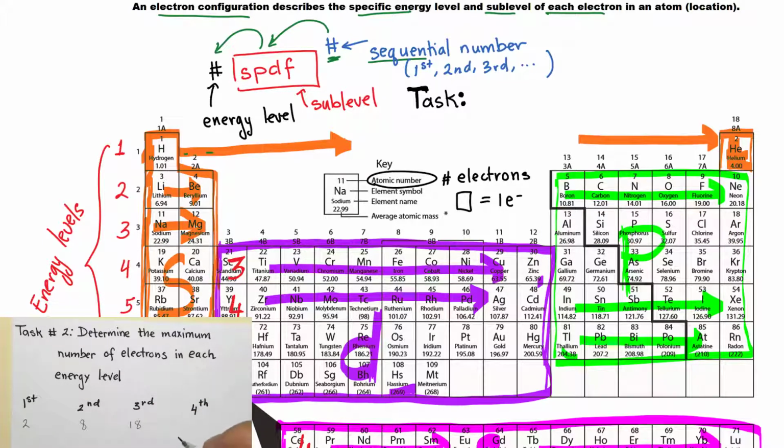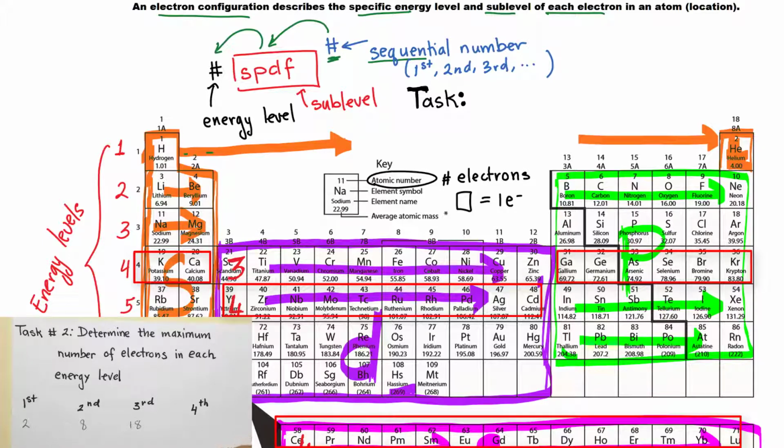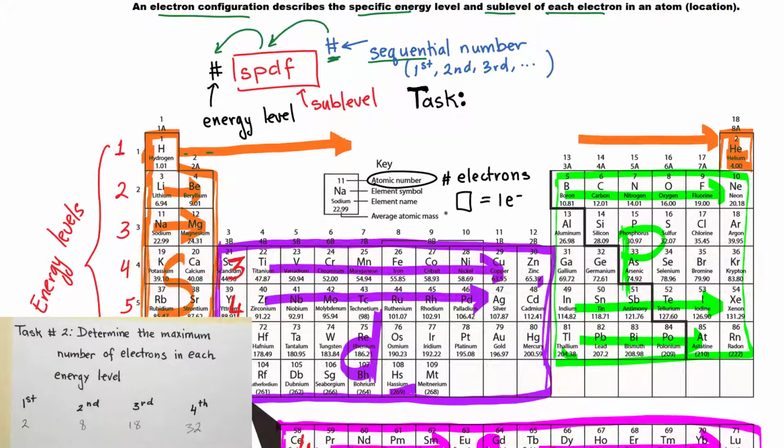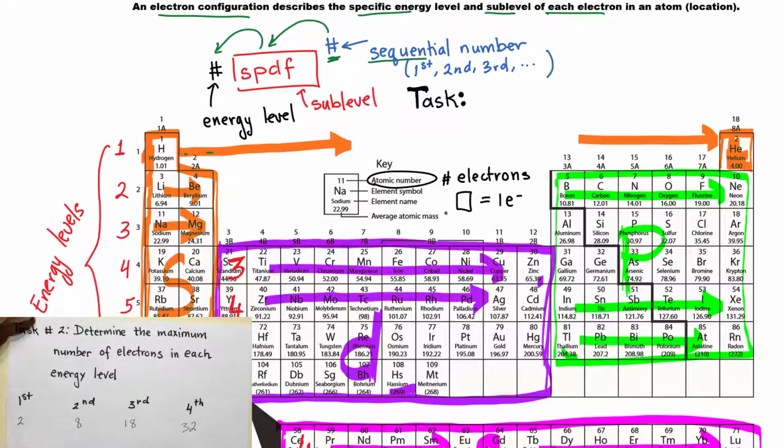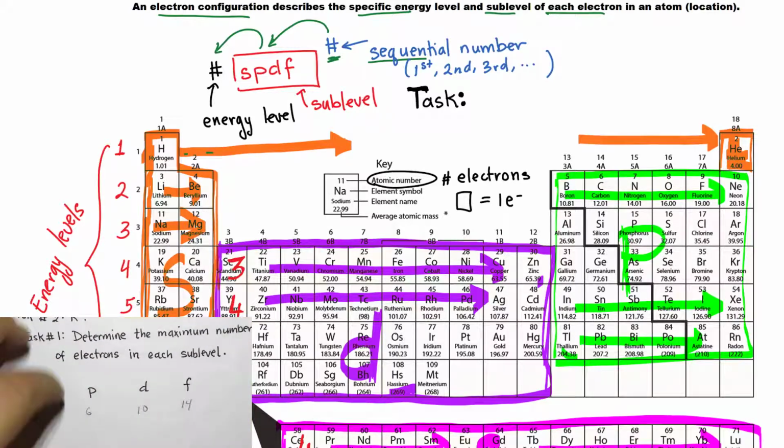What about the 4th energy level? We have 2 here, then 10 across there, 6 for the P, and then we have 14 going down here for the F. What is 2 plus 10 plus 6 plus 14? That will give us 32 electrons possible. So that's how we use the periodic table to answer some of the basic facts about each energy level as well as the sublevel.